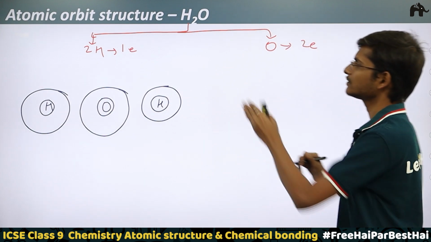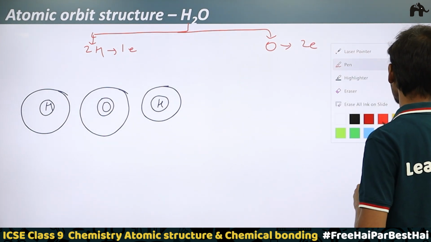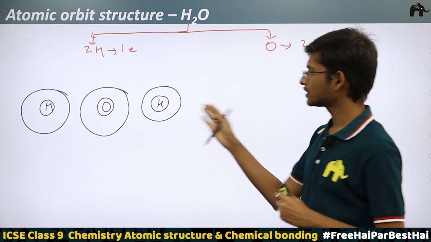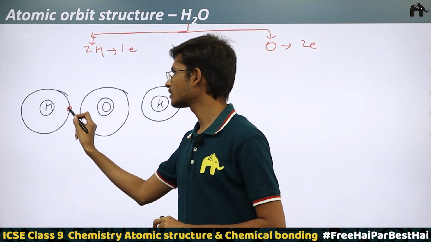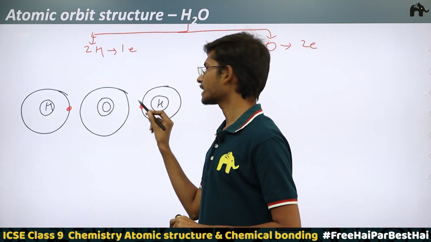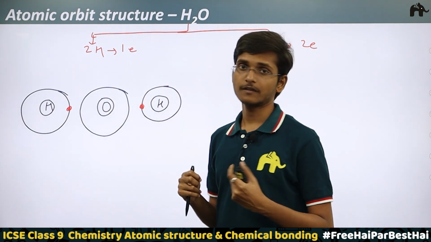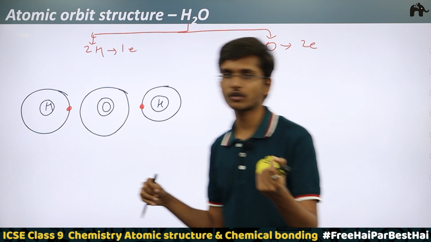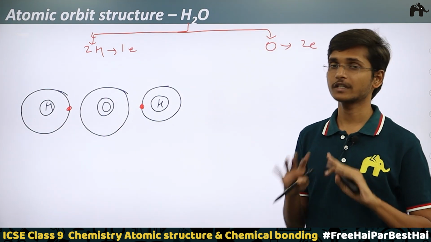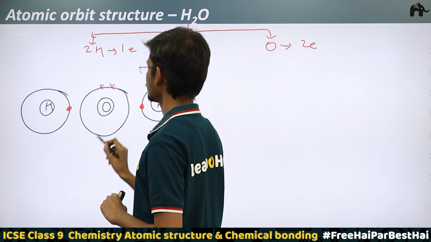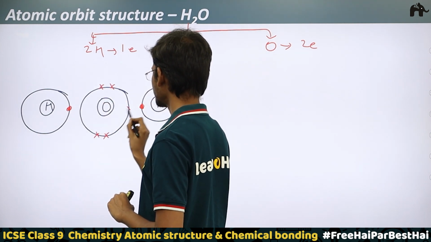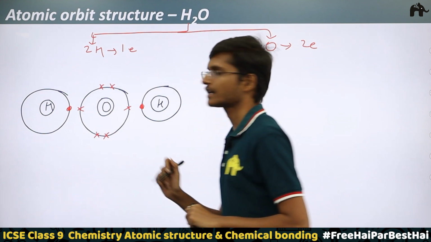Simply, and then showing the outermost electrons of all the 3 atoms. So hydrogen has in its only shell 1 electron. Left with the oxygen, oxygen's electronic configuration is 2,6, so 6 electrons in its outermost shell. So here 1, 2, 3, 4, and I'm drawing deliberately this 5th and 6th electron like this.